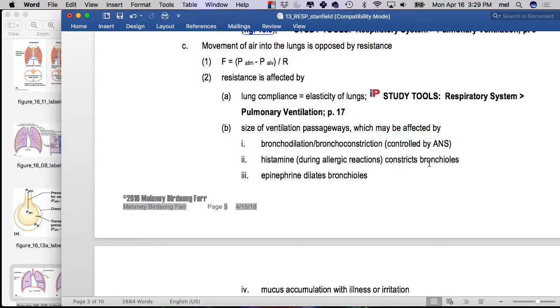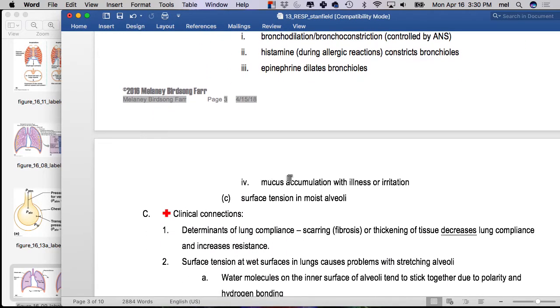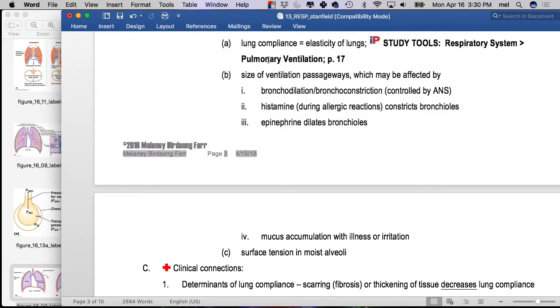Okay, so the size of the ventilation passageways can be affected by bronchodilation or constriction. Under normal circumstances, that's controlled by the autonomic nervous system. Histamine, if you have an allergic reaction, sometimes it actually can cause bronchial constriction, right? Epinephrine is really good for dilating the bronchioles. It's one of the things that happens during sympathetic stimulation. And then mucus accumulation occurs with illness or with irritation. So all of those can change the size of the ventilation passageway.